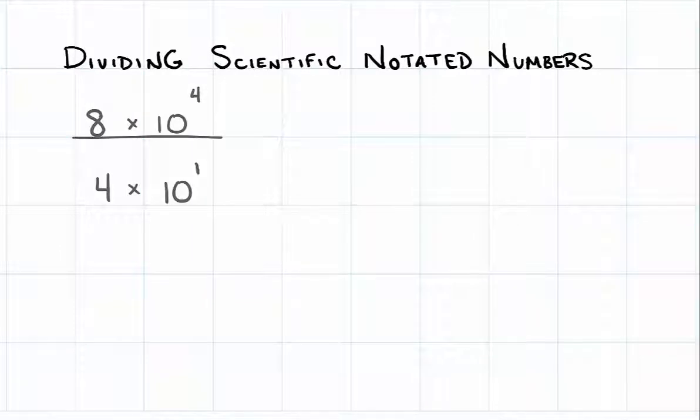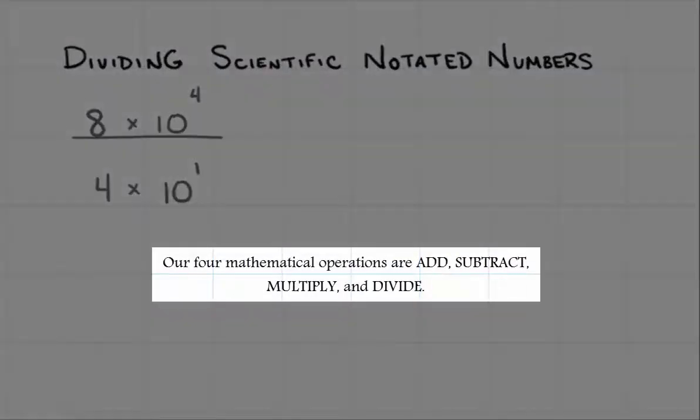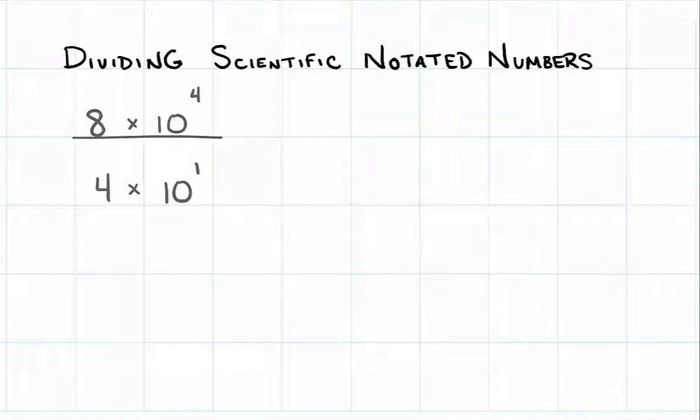Dividing scientific notated numbers. When we have scientific notated numbers, it's always hard to deal with operations because people are really unfamiliar with all of the terminology that goes with scientific notation. Forget about the operations of multiplication and division, addition and subtraction, we just need to know the terminology that goes with it, and then maybe it makes it a little bit easier.